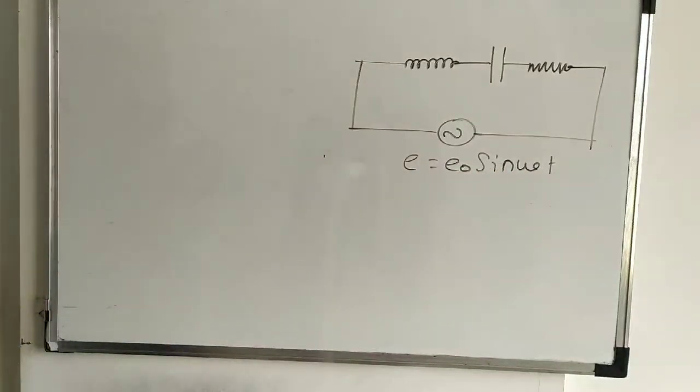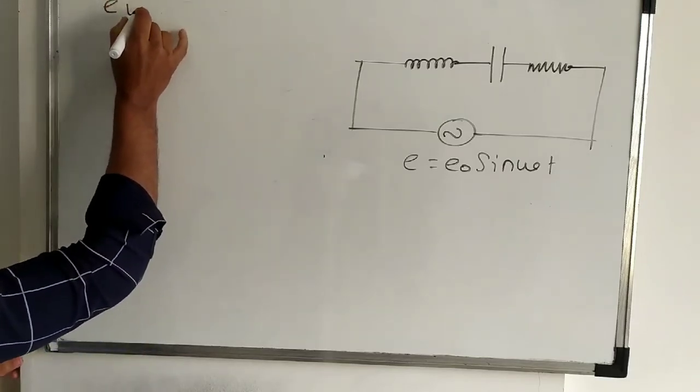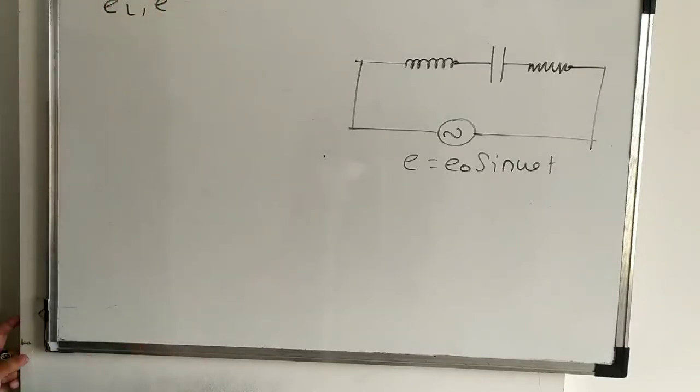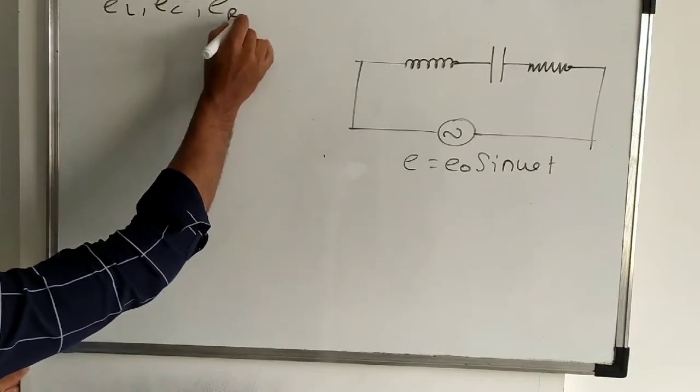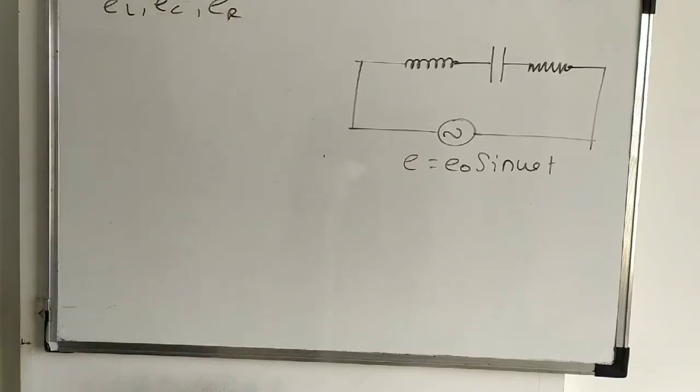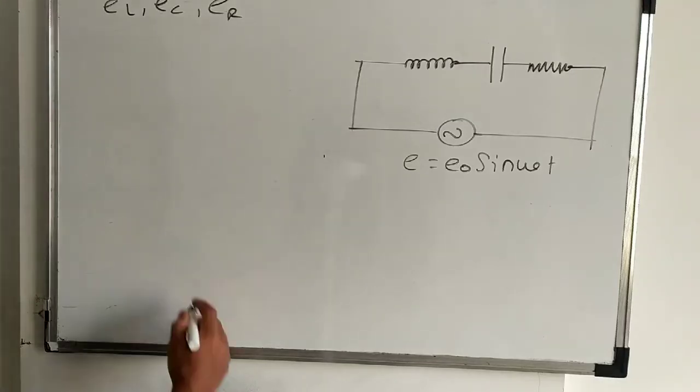If you plot the graph, that is a phasor diagram, for the voltage across the inductor, the RMS value of the voltage for the inductor is EL, the RMS value for the capacitor is EC, and the RMS value for the resistor is ER. Then if you plot the graph of EL, EC, ER with respect to current, how can we plot the graph?